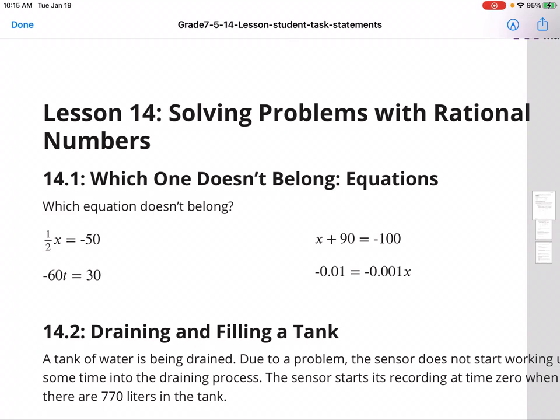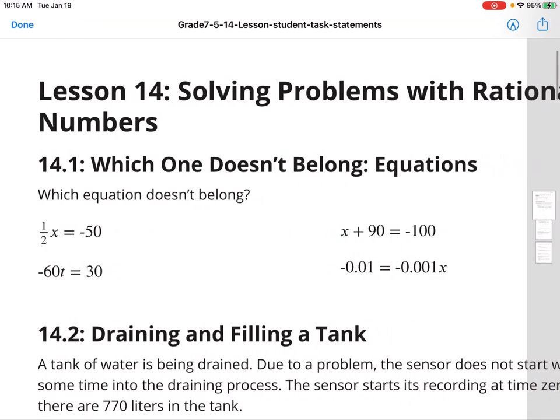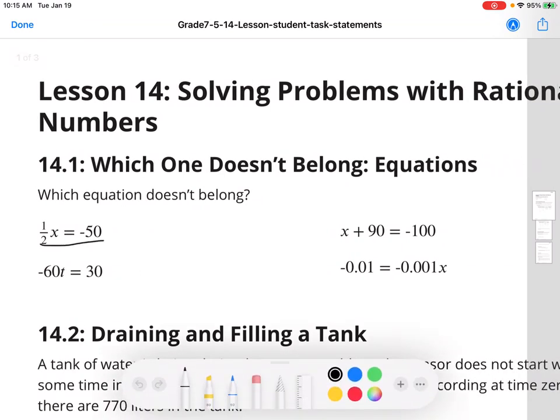Lesson 14, solving problems with rational numbers. So on 14.1, you are looking at the 4 different equations and you're deciding which one doesn't belong. So we could say that this equation doesn't belong because it's the only one with a fraction. Or we could say negative 60 times t equals 30 doesn't belong because it's the only one that has a different variable. So it has a t instead of an x.